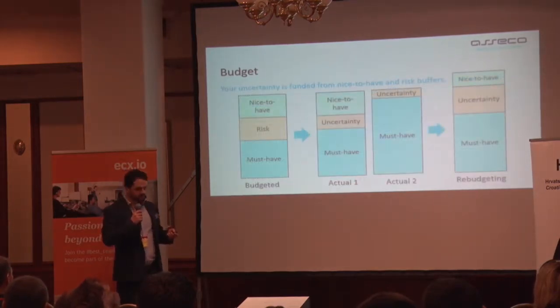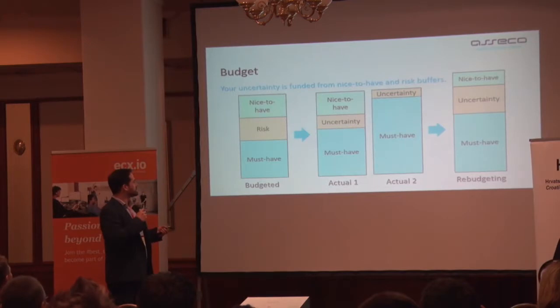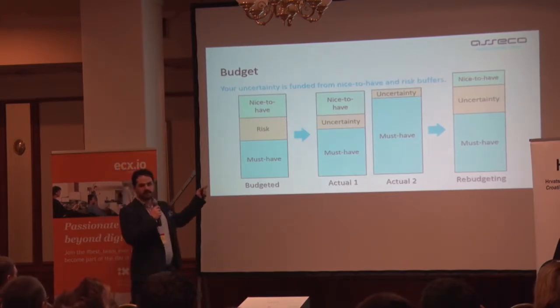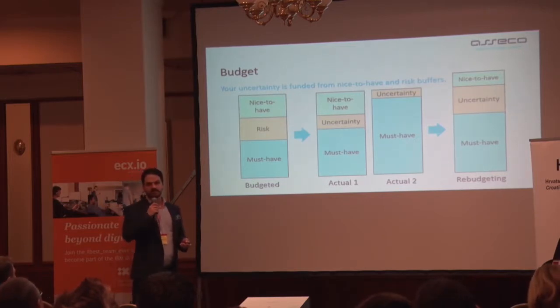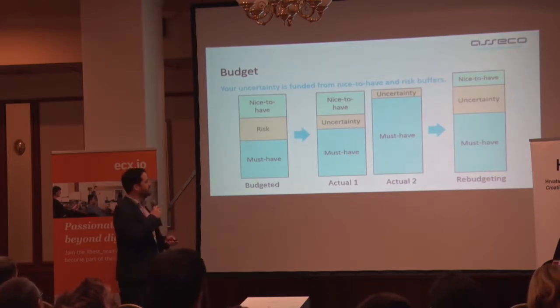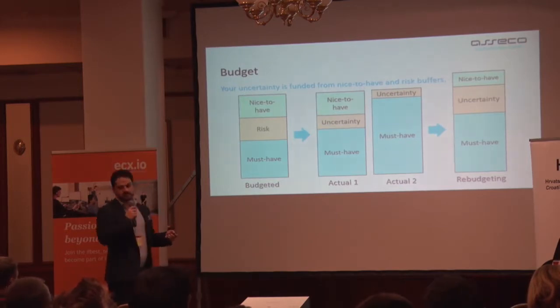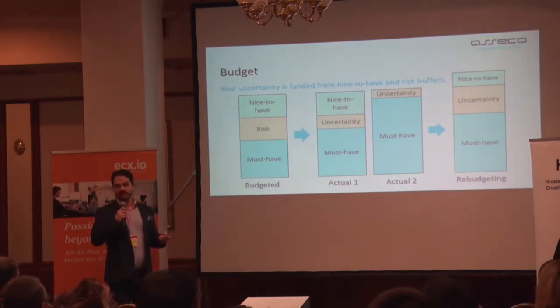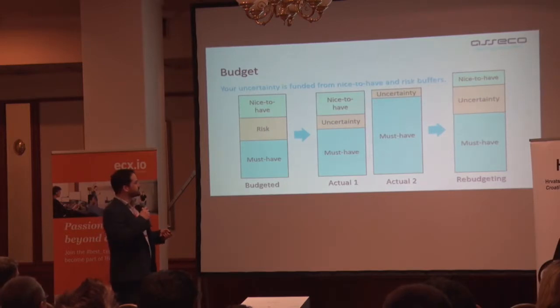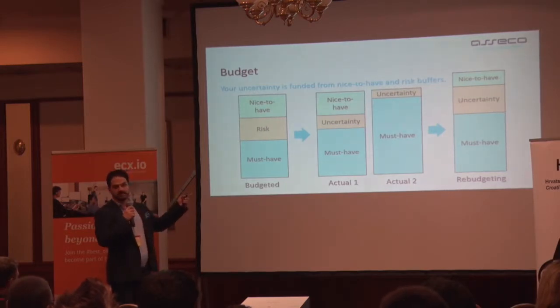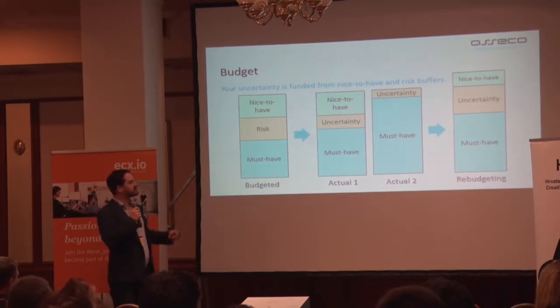Okay, so this is the illustration of what I was talking about now. You have the budget of must-have, you identify the risk, and you add up to nice-to-have. That is your budget that you're presenting to your sponsors. Actual one is one neat product that is going on time, on a schedule, and it's fine. So must-have has risen a little bit because of the uncertainty, but your risk buffer is budgeting it.